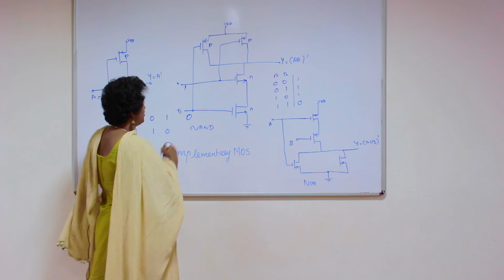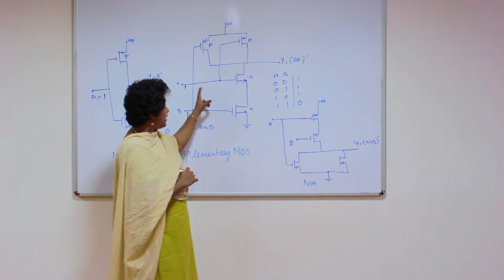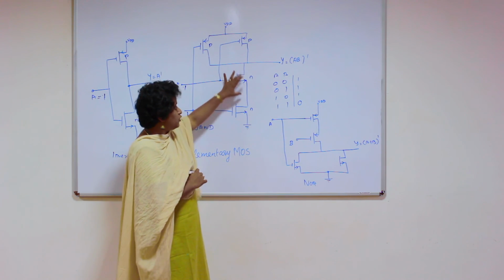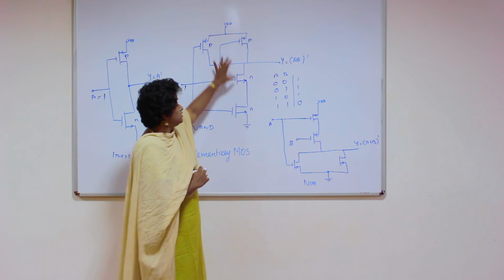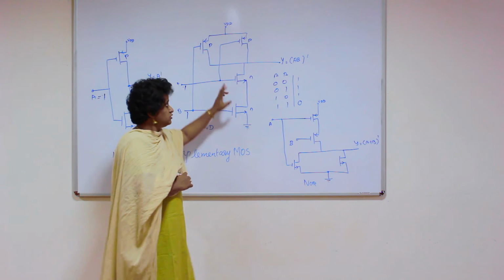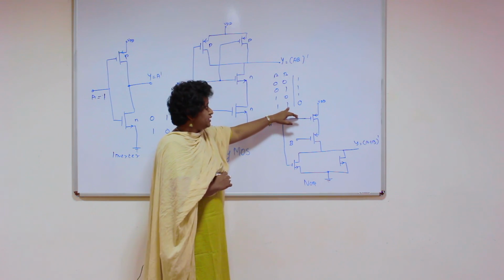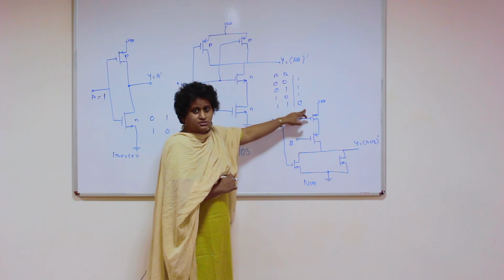Now what happens when both A and B are 1? When both A and B are 1, both the N channels will conduct, so there is a current flow from VDD to ground, so your output goes low. So when both A and B are 1, output is 0.